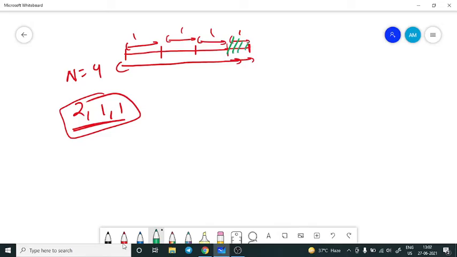Now again I can take 1 and divide and cut it again, cut it again, cut it again. So here you can see, if I take 1 each time, the total number of cut segments will be 4, right? When I take 1 each time.